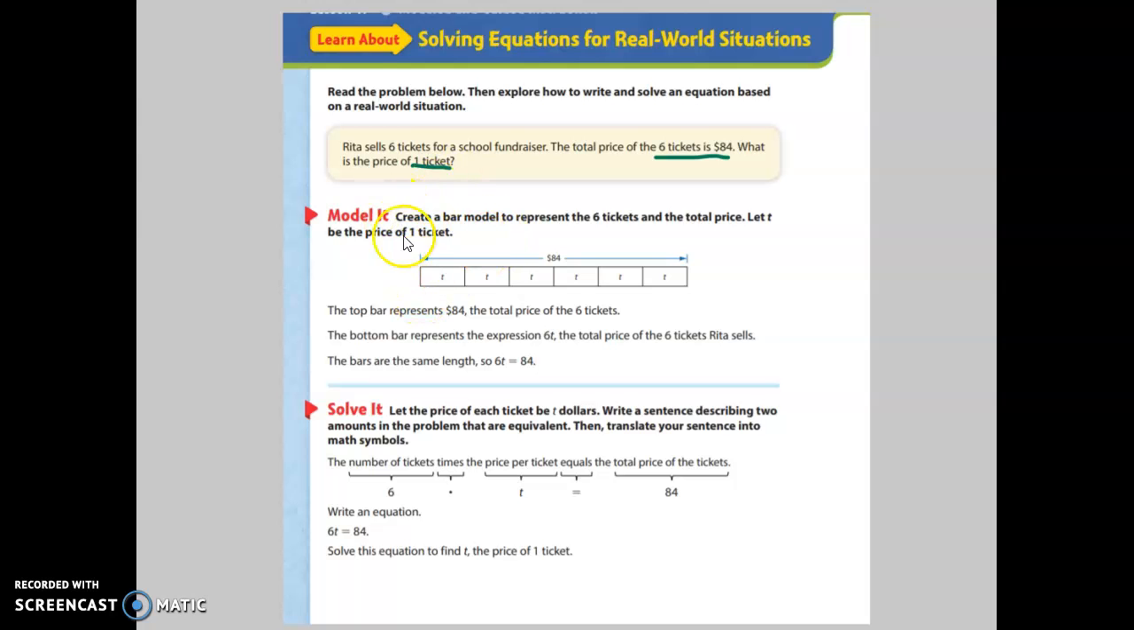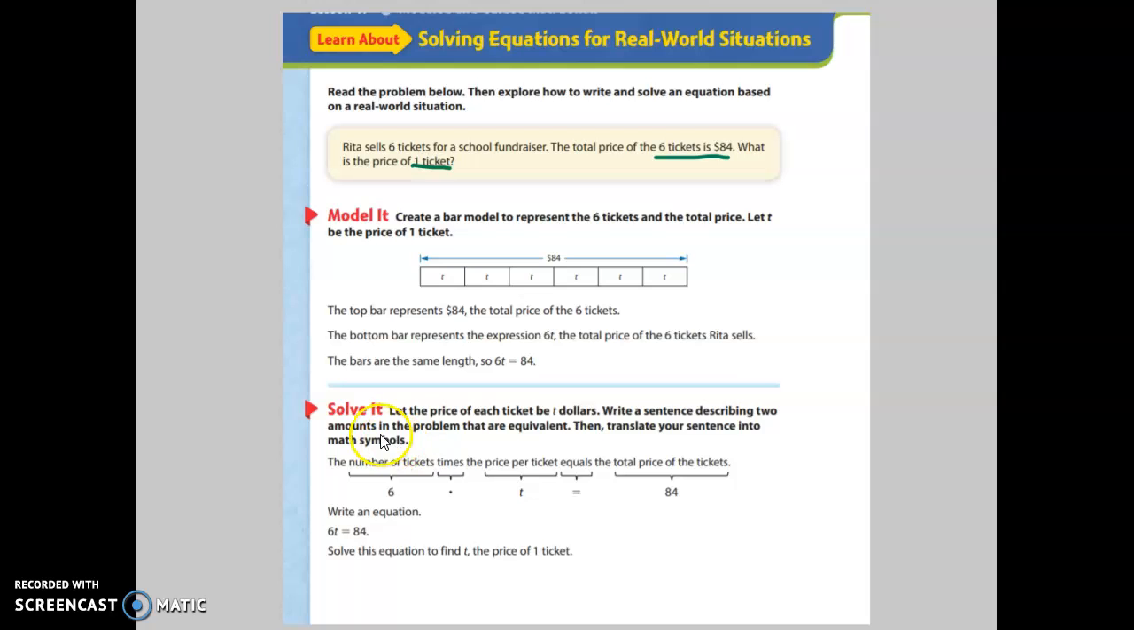So they give us a bar model in the model section. It says create a bar model to represent 6 tickets and the total price. Let T be the price of one ticket. So they show us 6 T's, right? T is a ticket, so each of these is worth one ticket. The top bar represents $84, which is the total price of all the tickets together. The bottom bar represents the expression 6T, the total price of the 6 tickets that she sells. The bars are the same length, right? 84 up here, and these 6 T's, they are the same length. So 6T equals $84. Let the price of each ticket be $T.